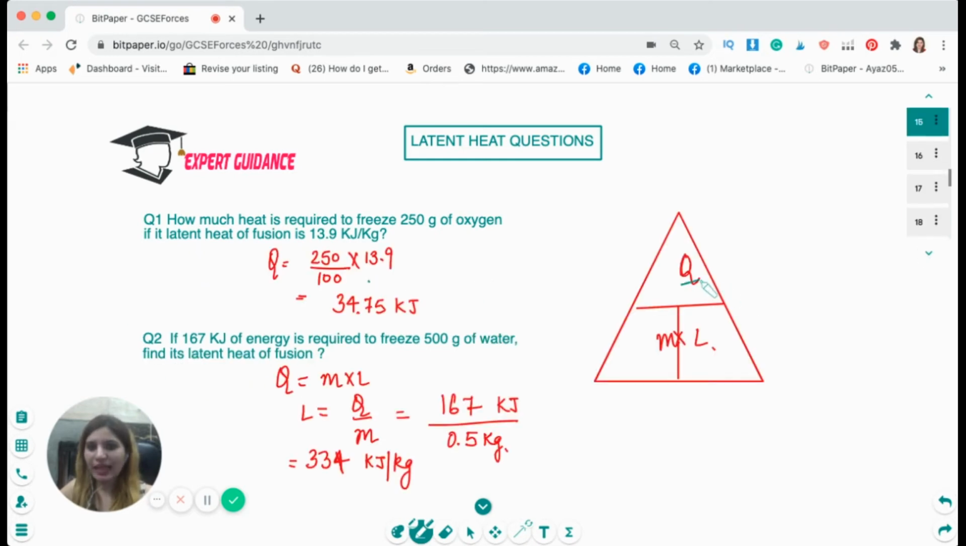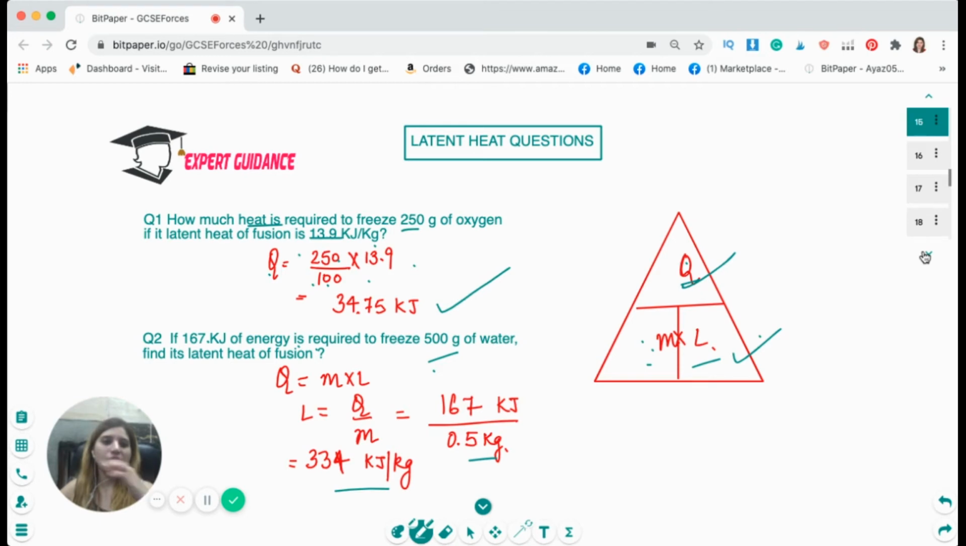Now we know that energy is given by mass times the latent heat. So to work out the heat required, we will do mass, which is 250 grams, but the latent heat of fusion is in kilojoules per kg. So we'll convert it into kgs, which is 250 over 1000 times 13.9, which gives 34.75. Next, for the second question, they have given us the energy and asked us to work out the latent heat. So latent heat is energy over the mass. Energy is 167, the mass is 500 grams, which converted is 0.5 kg. And when we divide the two, we'll get the answer 334 kilojoules per kg.